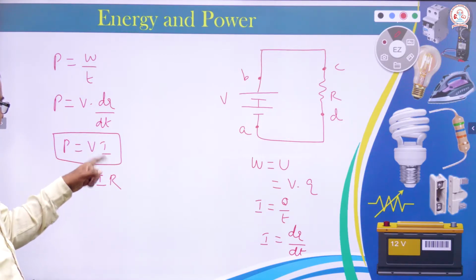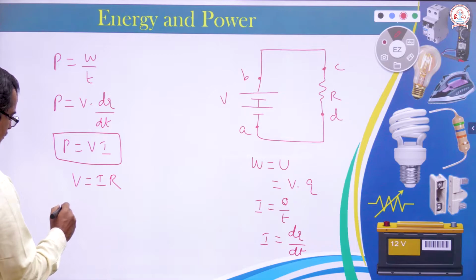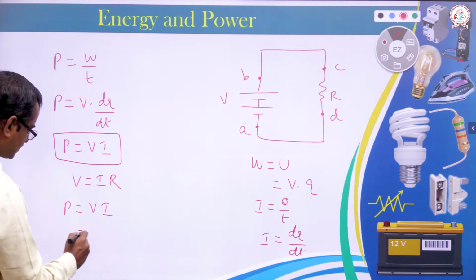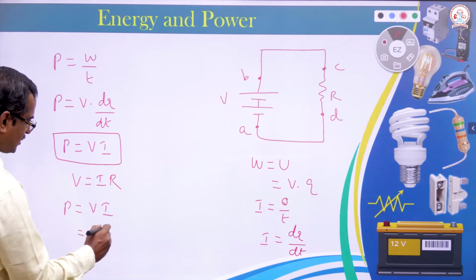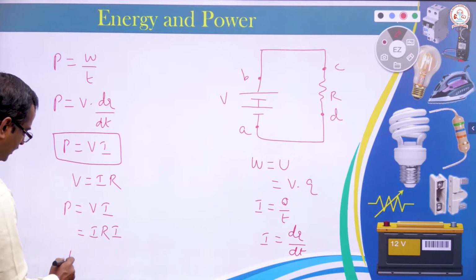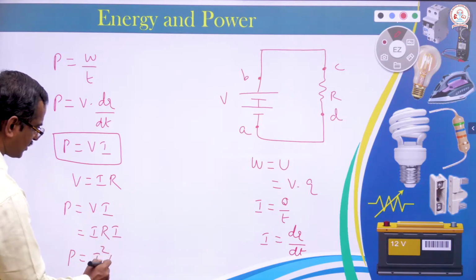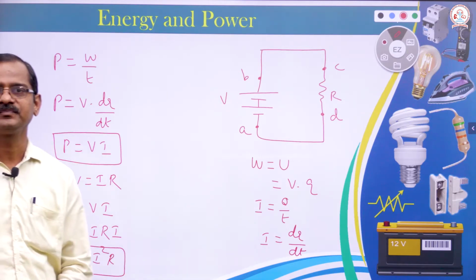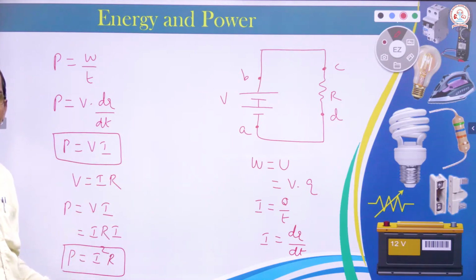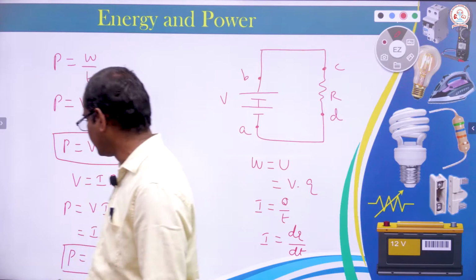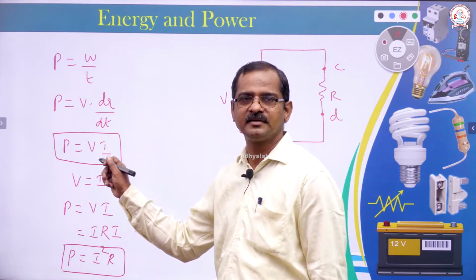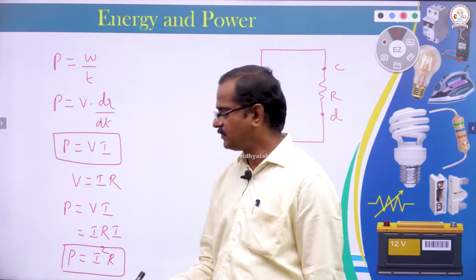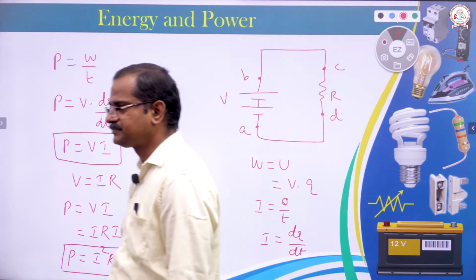If this is substituted here, the actual formula is power equal to voltage into current, and V equal to I into R. Instead of V, we substitute I into R. One more I is here. From this we can write that power equal to I square R. This is also another equation to calculate power, P equal to I square R. We have power equal to voltage into current and also power equal to I square R. Based on the data given, we have to choose the formula.